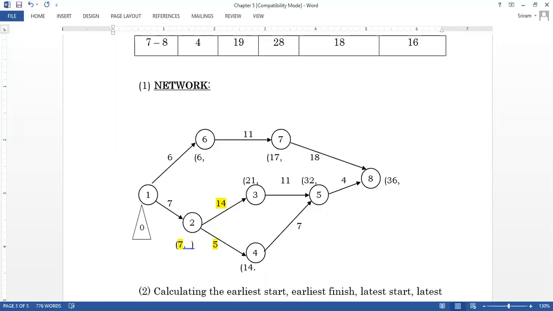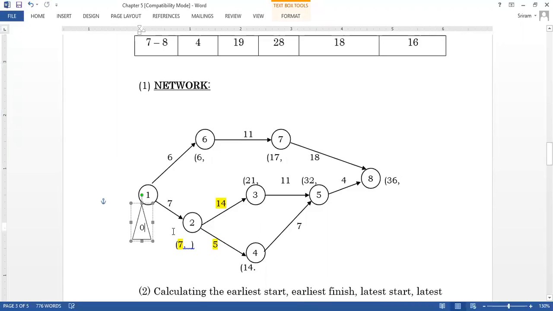So when you want to find the earliest start from the beginning, you are going to start from 0 and add the corresponding expected times from one activity to the other activity. When you reach the final point, wherever you are having multiple joins, you are going to take the maximum.